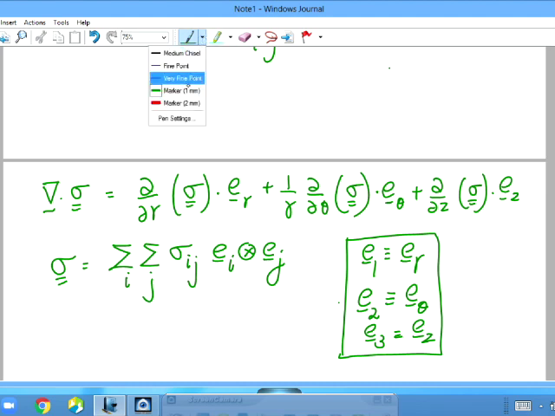So that means when you work out this derivative del by del theta of sigma, then you have to make sure that you also take the derivative of er and e theta with respect to theta.